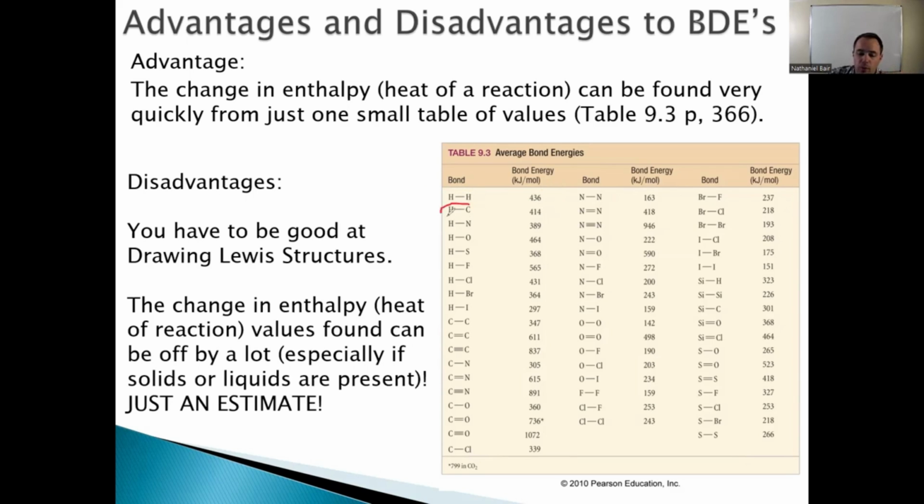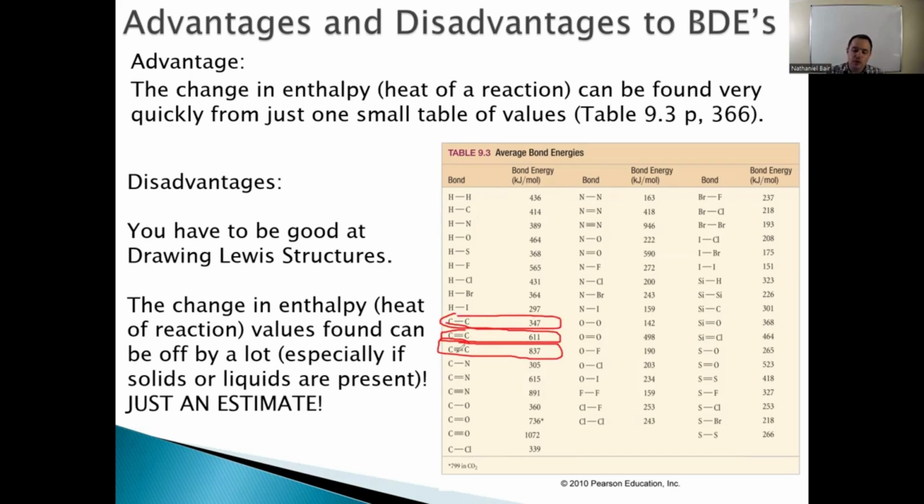So if I want to break a mole of H to C single bonds, that's going to take 414 kilojoules of energy on average. Key word here is average. We'll talk about what the average means in a moment. A lot of these trends make a whole lot of sense. Obviously, it takes more energy to break a triple bond of a certain type than a double bond of that type than a single bond of that type, right?